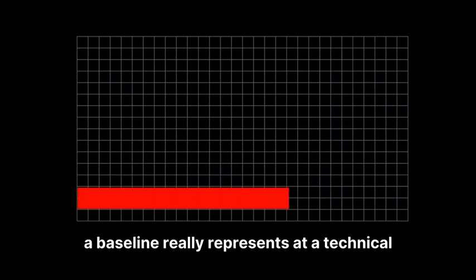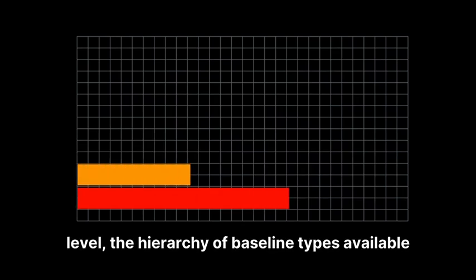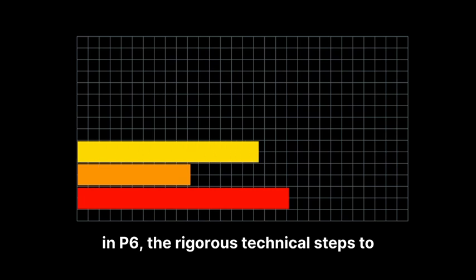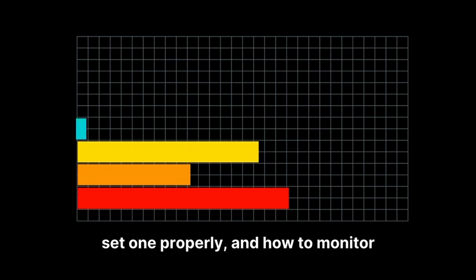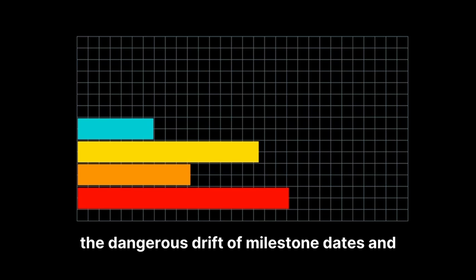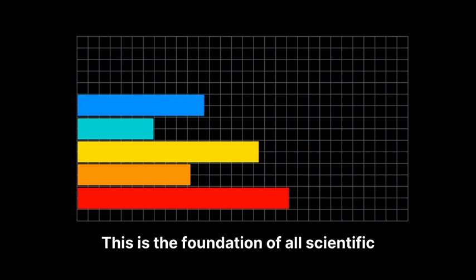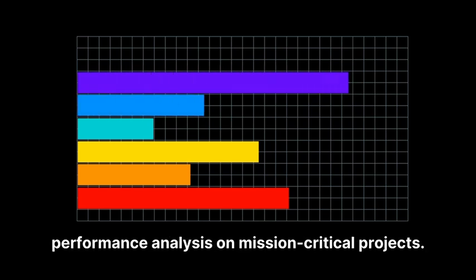In this session, we will cover what a baseline really represents at a technical level, the hierarchy of baseline types available in P6, the rigorous technical steps to set one properly, and how to monitor the dangerous drift of milestone dates and float erosion. This is the foundation of all scientific performance analysis on mission-critical projects.